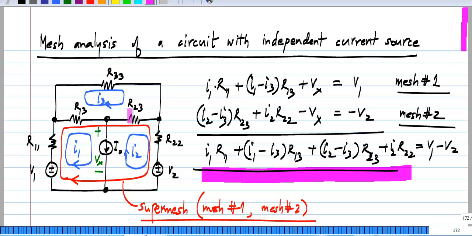Of course, by combining two mesh equations into one, we have lost one equation. But we now also know by applying Kirchhoff's current law here that I1 minus I2 equals I0. Because the current through this branch in the downwards direction is I1 minus I2, but I know that value because the independent current source sets this current to be equal to I0. So I have the equation for the current source itself.